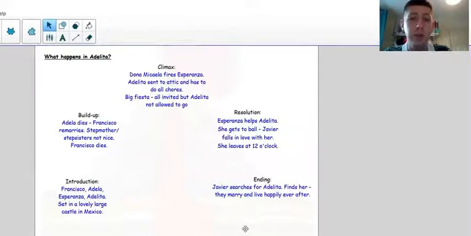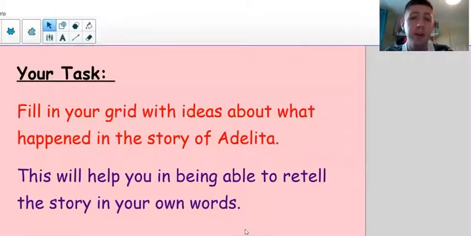And of course, we know that this story is very similar to the story of Cinderella, except that there are aspects which are different, which are related a bit more to Mexico. So we are going to be having a go today at filling in a grid with ideas about what happened in the story of Adelita. And this is going to help you with your retelling on Friday in the lesson, where you're going to retell the story of Adelita in your own words.